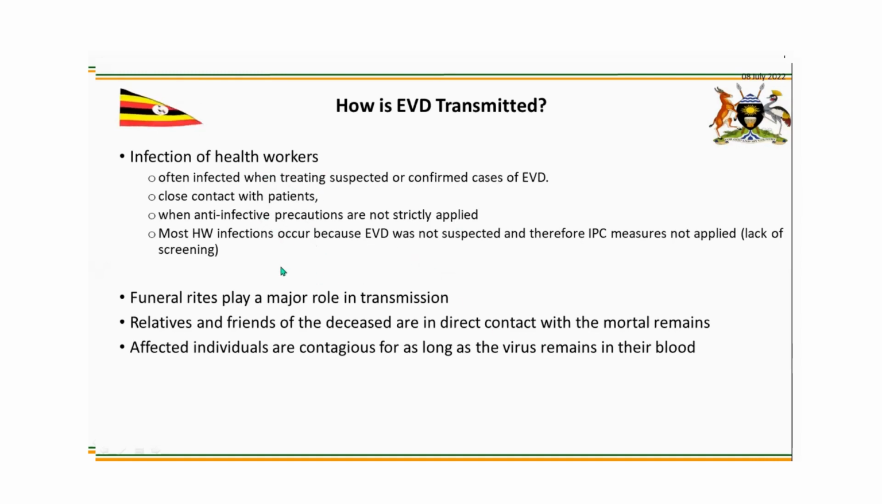But of course, we know also another key thing is the funeral rites. The burial process in the communities plays a major role in the transmission, and we know that the corpses are actually highly infectious, and so when you look at how the community conducts burials, it can easily lead to quite a lot of secondary transmission of Ebola within the community. And those two scenarios actually are the main reason for the secondary transmission occurring within the population.